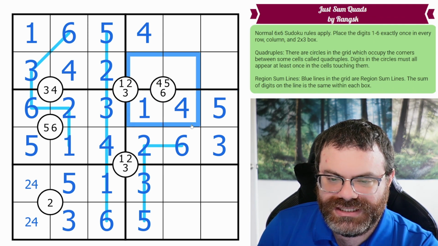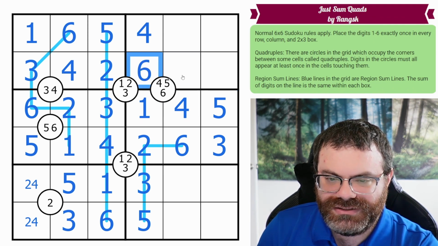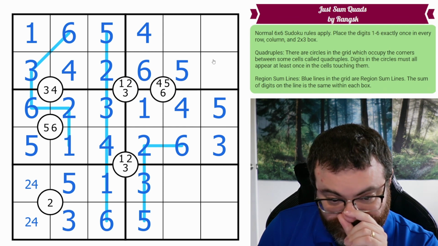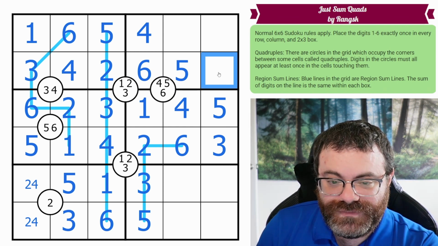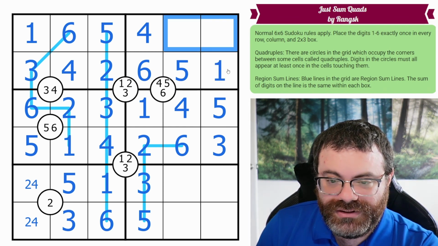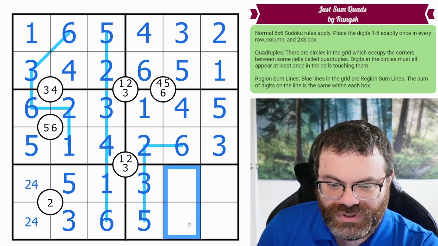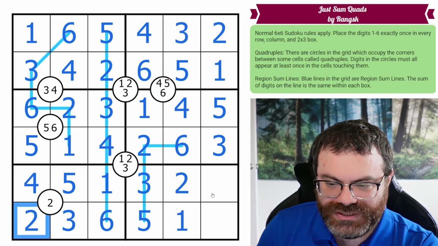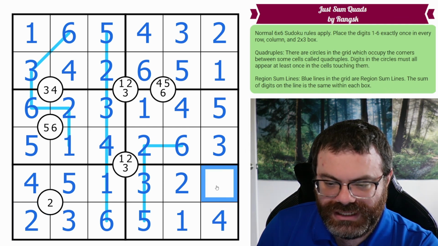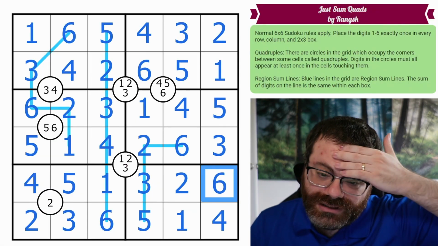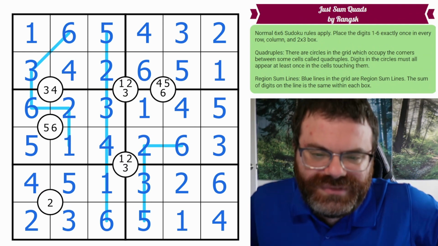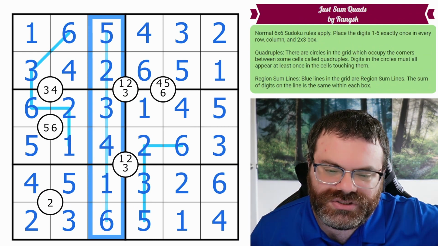This quad needs a 5 and a 6 in it. They go like that. And now we should be able to just finish. This is a 1. Here we need a 2 and a 3. We know the order. This pair is 1 and 2. We know the order. It gives us these. And then we need 4 and 6. And we're done.